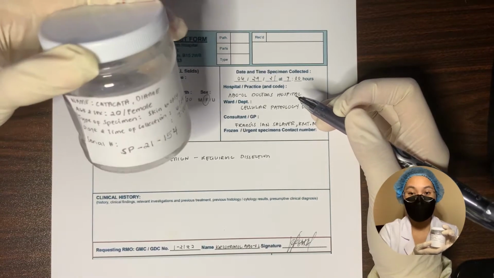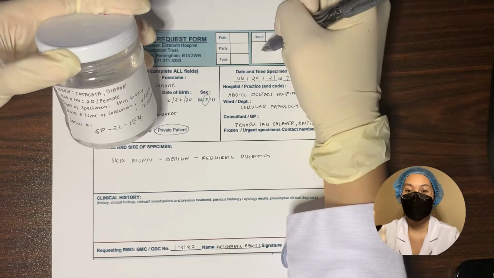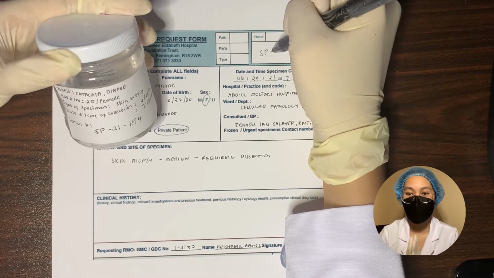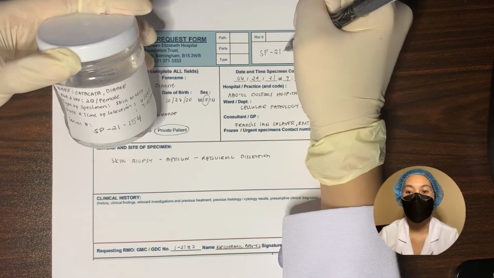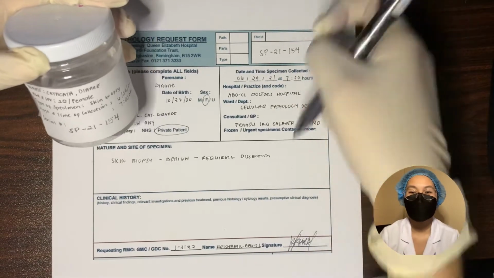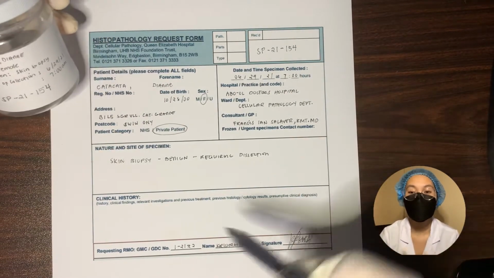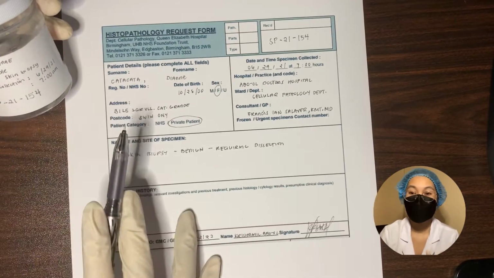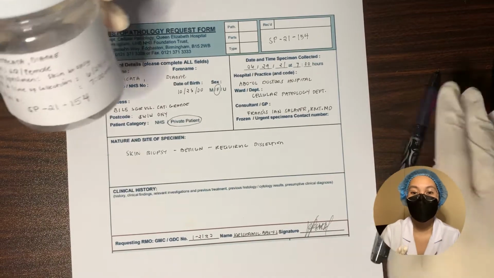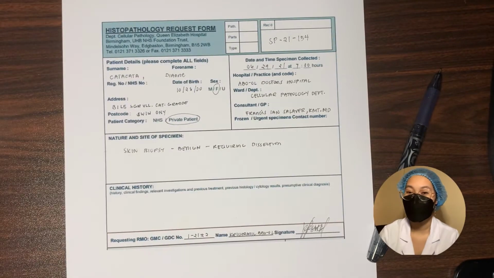form. SP stands for surgical pathology, and 21 represents the final 2 digits of the year it was collected. 154 represents the year's specimen control number. Finally, write the serial number, name, date of birth, address, specimen, pathologist, date specimen received, and due date of the specimen in the logbook. And that's how samples are received in the laboratory.